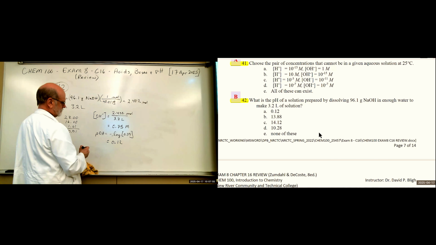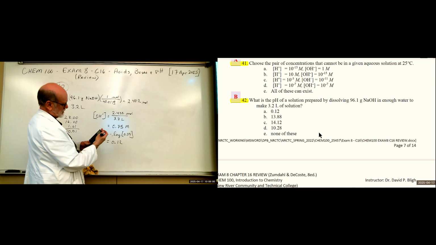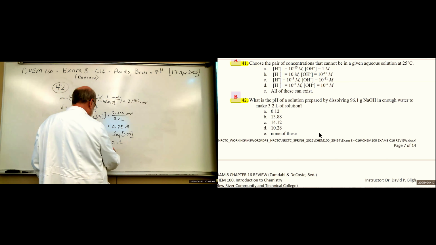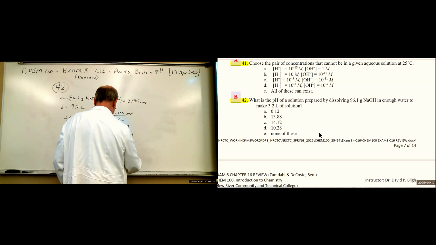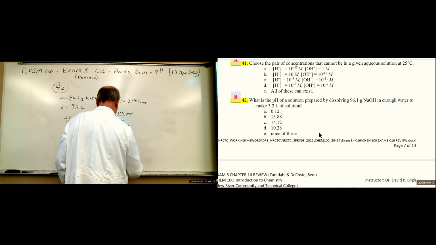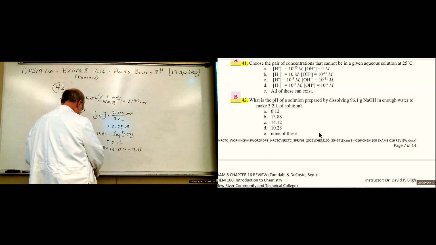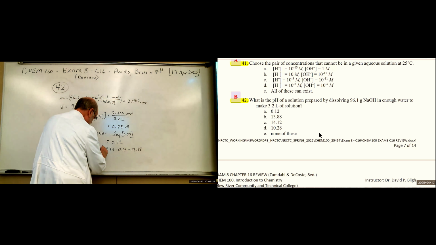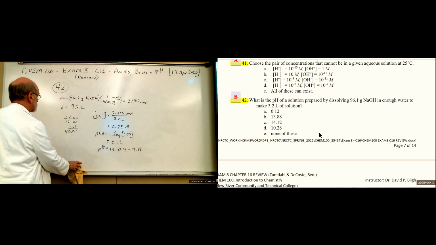pOH, right? Check yourself. Yeah. So pH equals 14 minus 0.12, which would be 13.88. Yep. So that's the pH. Let's see, I didn't write that correctly. Small p, big H. There we go. That's 42.